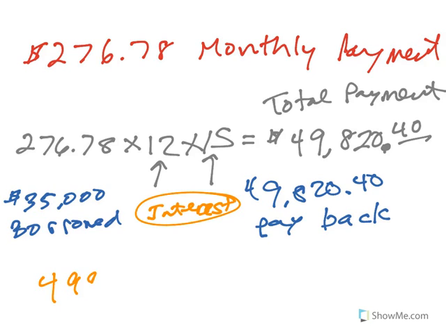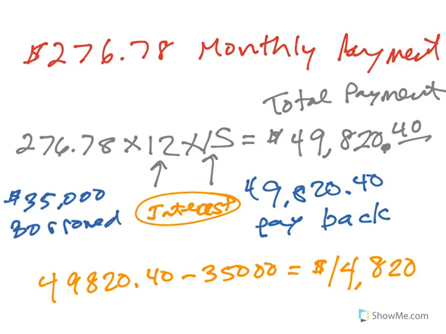So if I take $49,820.40 and I subtract $35,000, that means over the course of 15 years, I am paying $14,820.40 in interest. Okay, so that's kind of the different things that you can learn about depending on the question and how it works.